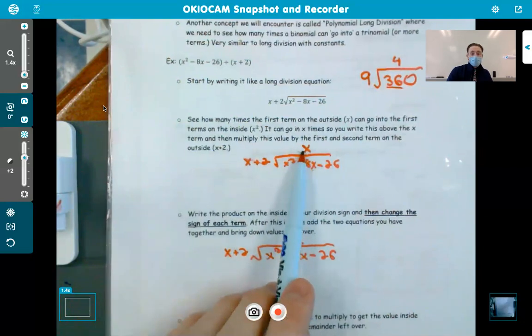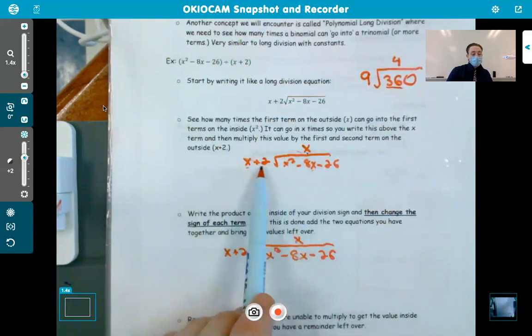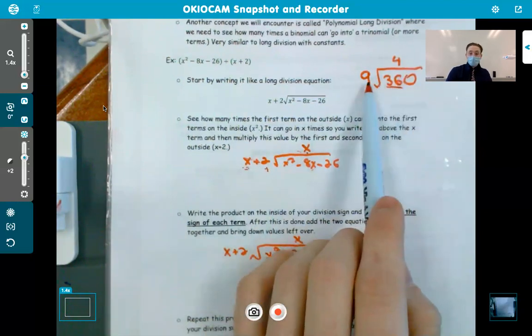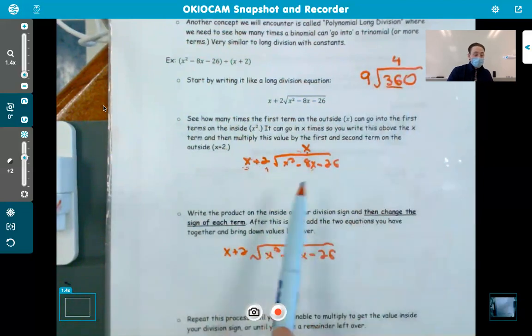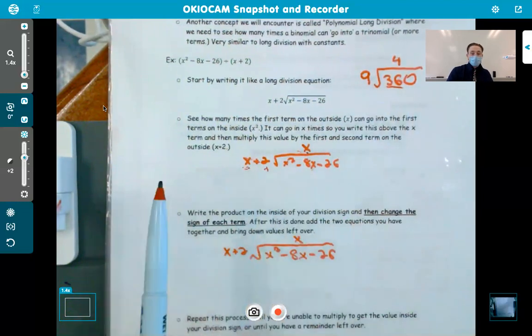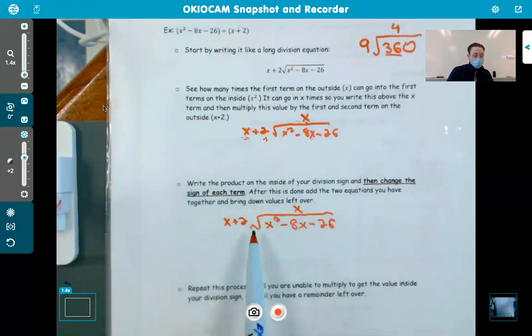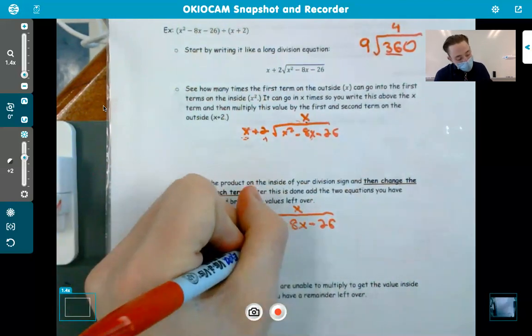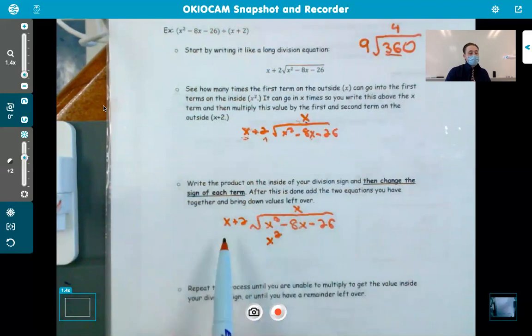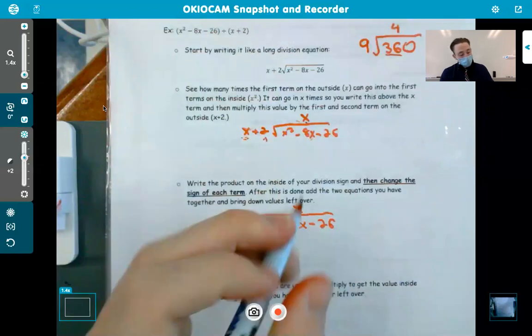Then what I'm going to do is multiply this value. I'll multiply the x on top by each of the terms on the outside. Very similar to when I got to this step and would multiply the 4 and the 9. So I'm going to multiply the x by each term on the outside, and then I'm going to write that underneath my division sign. So what's x times x? x squared, I'll write that here. What's x times 2? 2x.